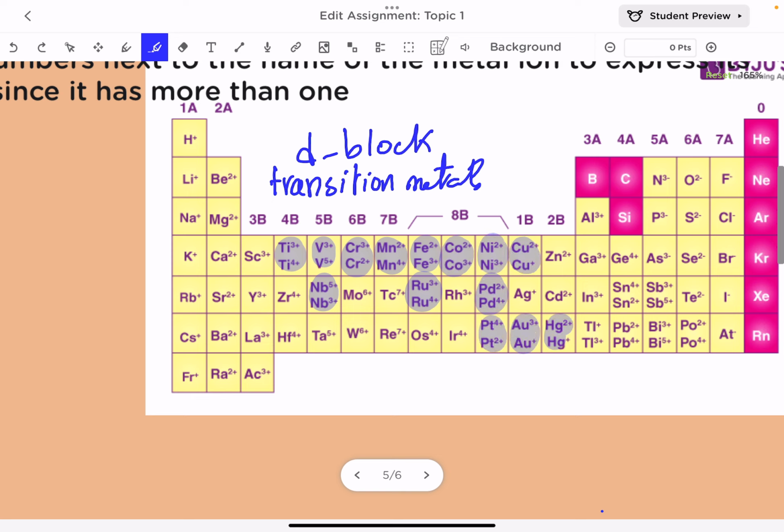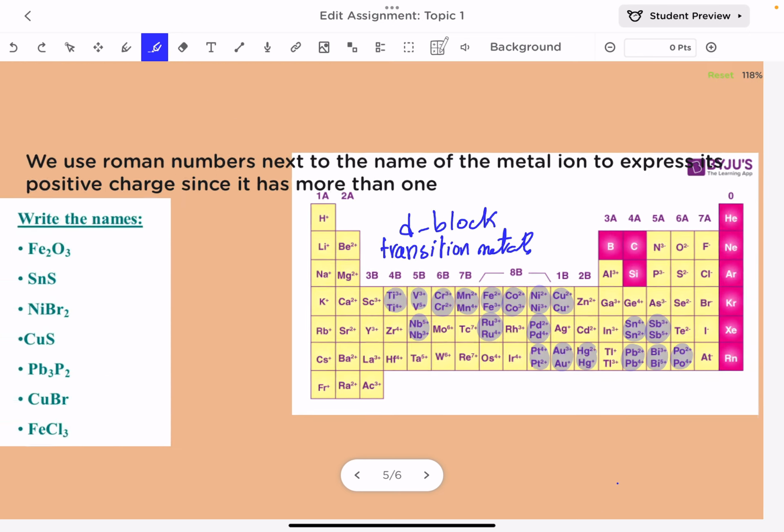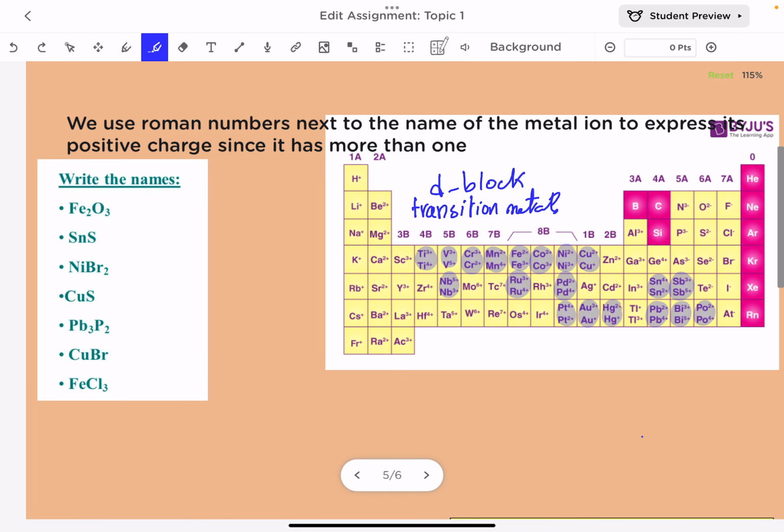form an ion. So in this case, whenever we want to write the name of the ionic compound formula that they are having, we need to use a Roman number in order to express the correct charge of this metal. So as I mentioned here, we use Roman numbers next to the name of the metal ion to express its positive charge, since it might have more than one. And how do we know this positive charge? We don't need to memorize the charge from the periodic table.